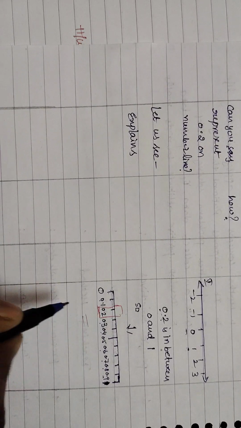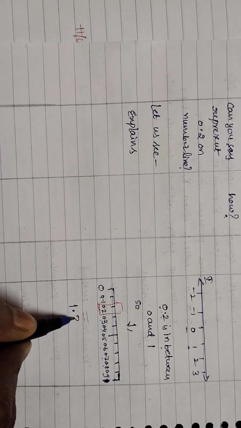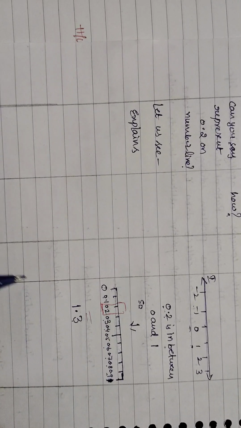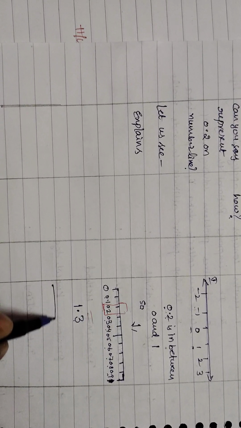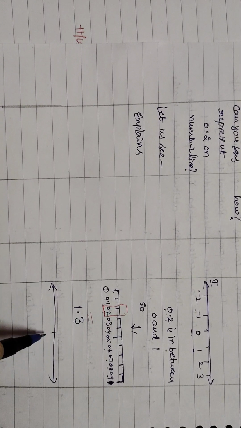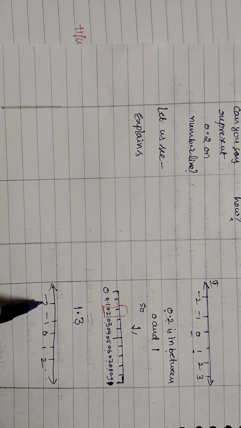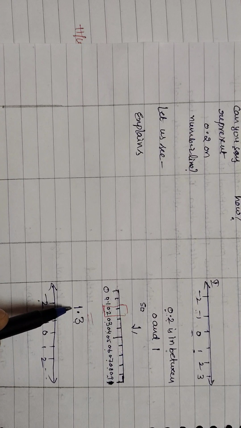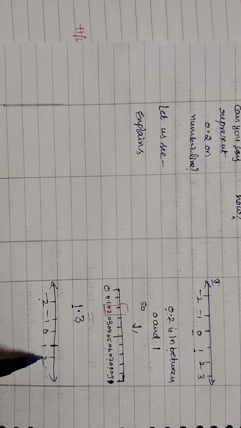Now can you say how to put the 1.3 value on a number line? Yes, how can we do that? Draw a number line, 0, 1, 2 and so on, minus 1, minus 2. What is the whole number here? 1. Where can we find 1? Here. So 1.3 is in between 1 and 2.